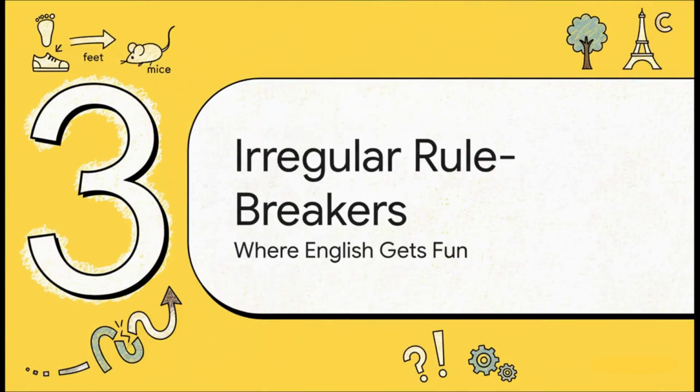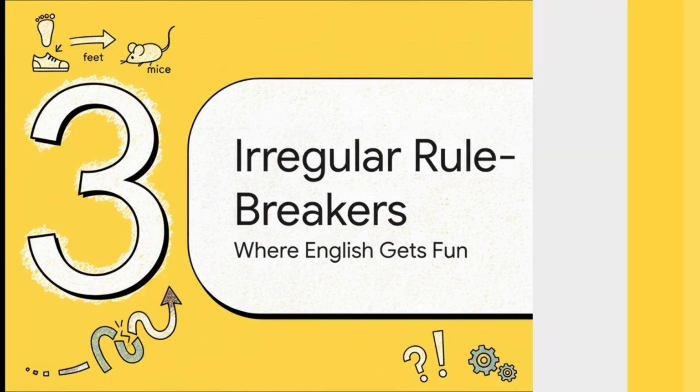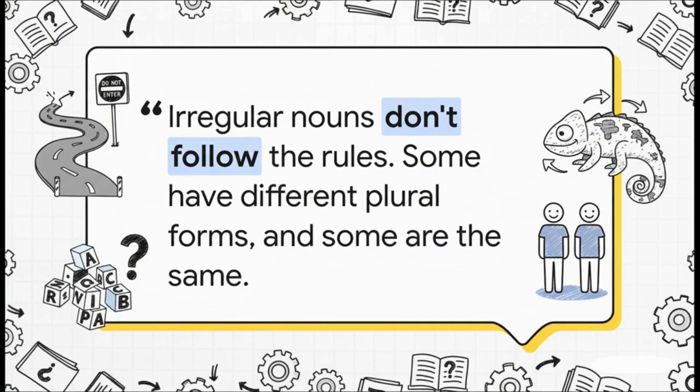All right, we've handled the nouns that follow the rules. They're predictable, they're nice. Now for the fun part. Let's talk about the rebels, the rule breakers. We're diving into the irregular nouns, the words that give English all of its weird, wonderful, historic character. Yeah, this quote just nails it. With irregular nouns, it's not about rules, it's all about memory.